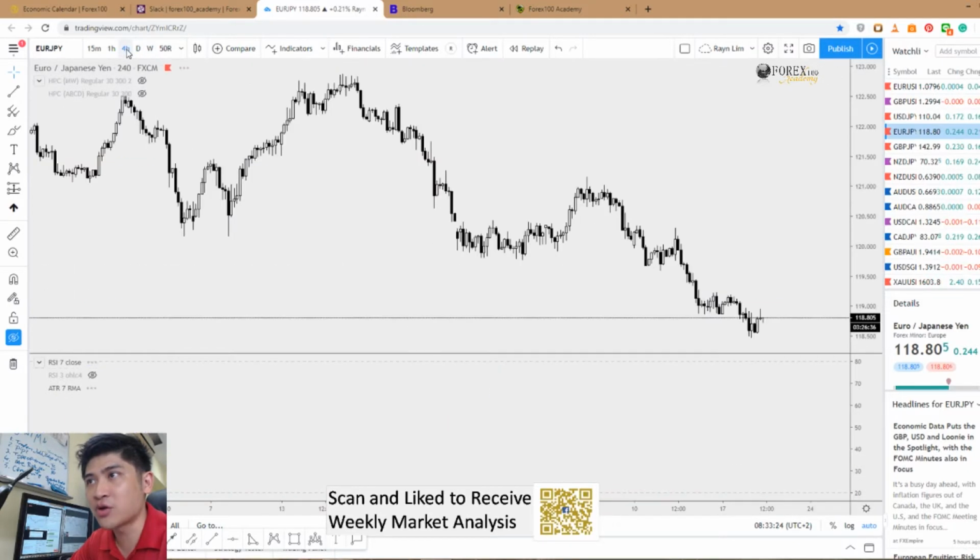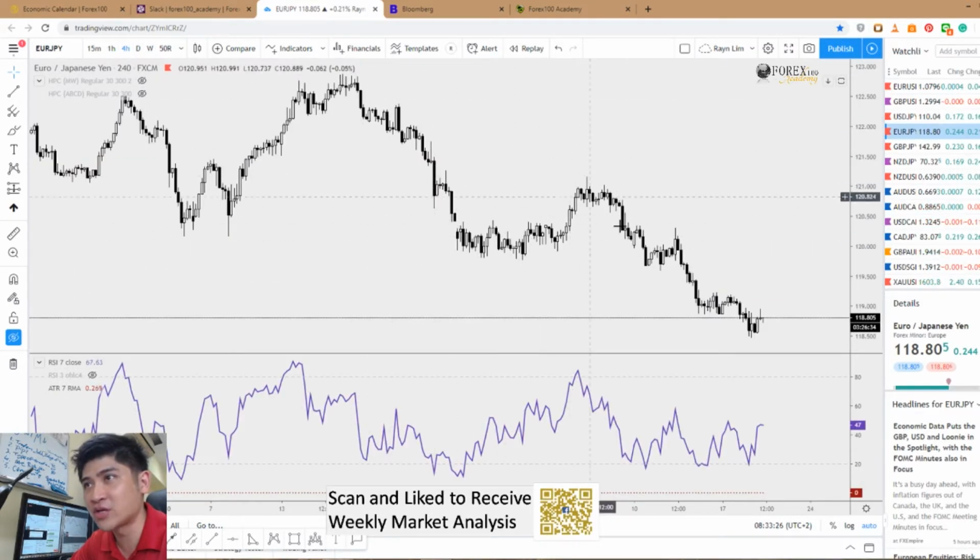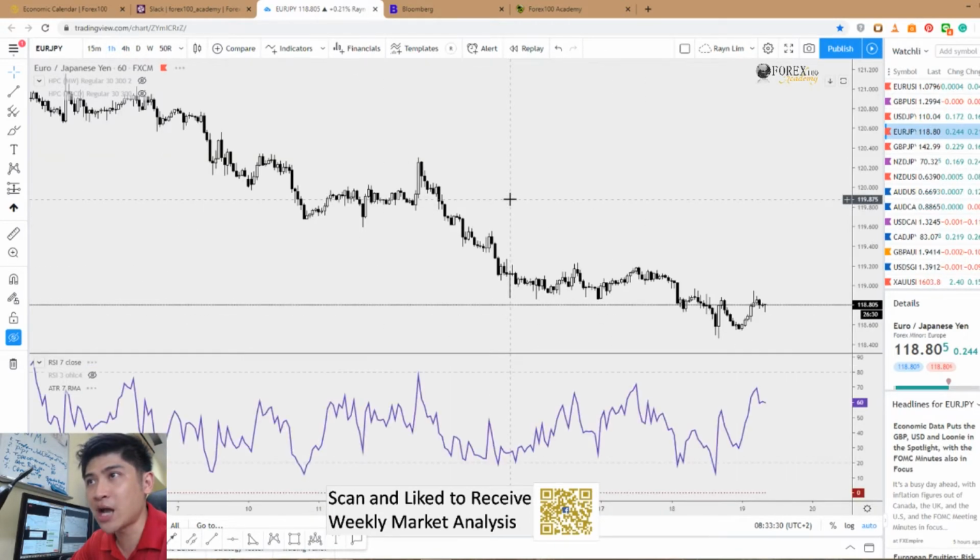To the 4-hour chart, this is very obvious, it's a bearish movement. Market broke and closed below the low. And to the 1-hour chart, bearish as well. So I know that the overall trend is still bearish. I want to get involved. I can be more aggressive if I'm looking to short.